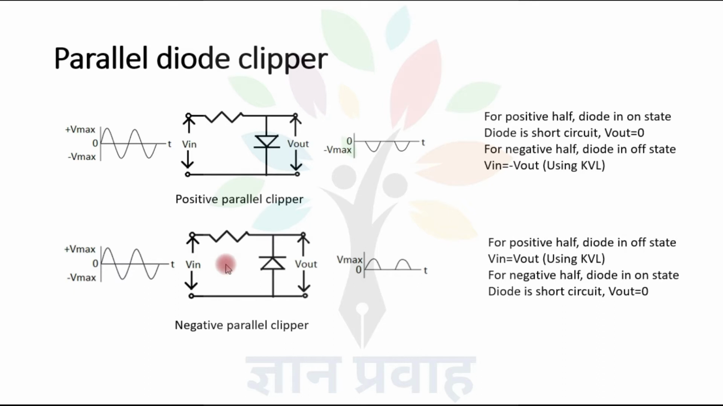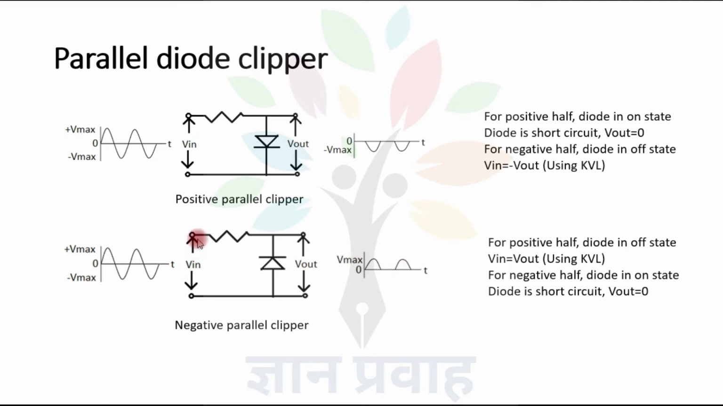Similarly, for the negative parallel clipper circuit, the direction of the PN junction diode is reversed as compared to this one. For the positive half, this terminal is positive, this one is negative. This one is negative means the PN junction diode is operating in reverse bias, or behaves as an open circuit. So here we are applying Kirchhoff's voltage law. So V in equals V out, and the maximum value of V in is V max, so the maximum value of V out is V max for positive halves.